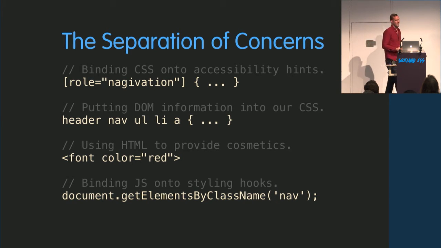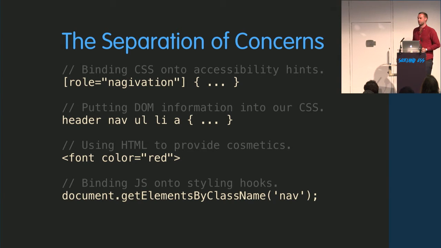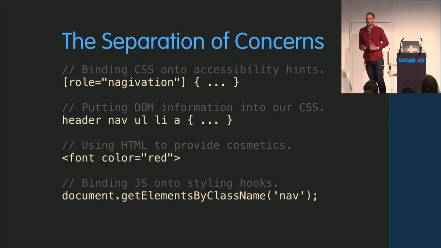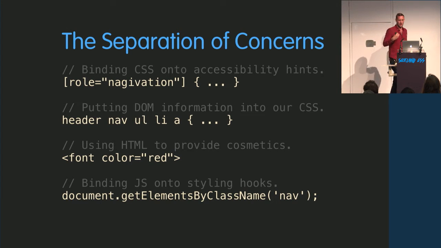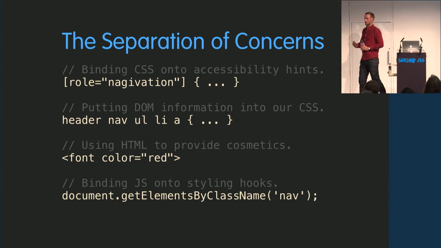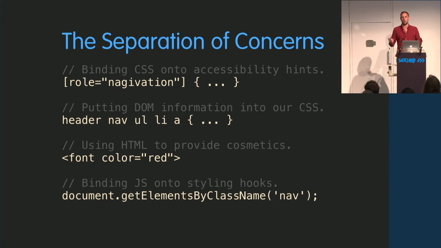The second example, header nav ul li a. This is bad for a number of reasons, heavily location dependent, a very fragile selector, but also it's just loading our CSS with HTML information. We can't change our DOM structure without losing our styling. We have completely blurred the line. We are no longer separating our concerns. We can't modify one without risking breaking the other.